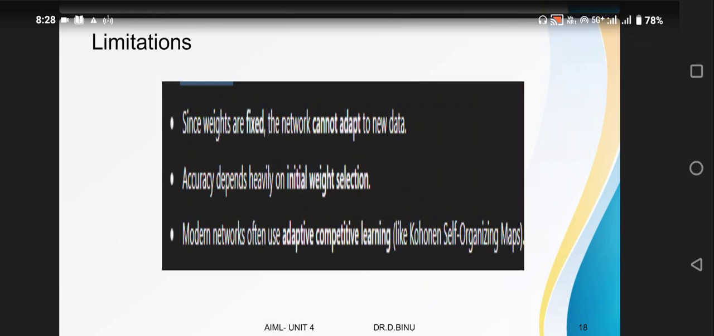Now the limitations. Since weights are fixed, the network cannot adapt to new data. The second limitation is that accuracy depends heavily on initial weight selection. Modern networks often use adaptive competitive learning, such as self-organizing maps.